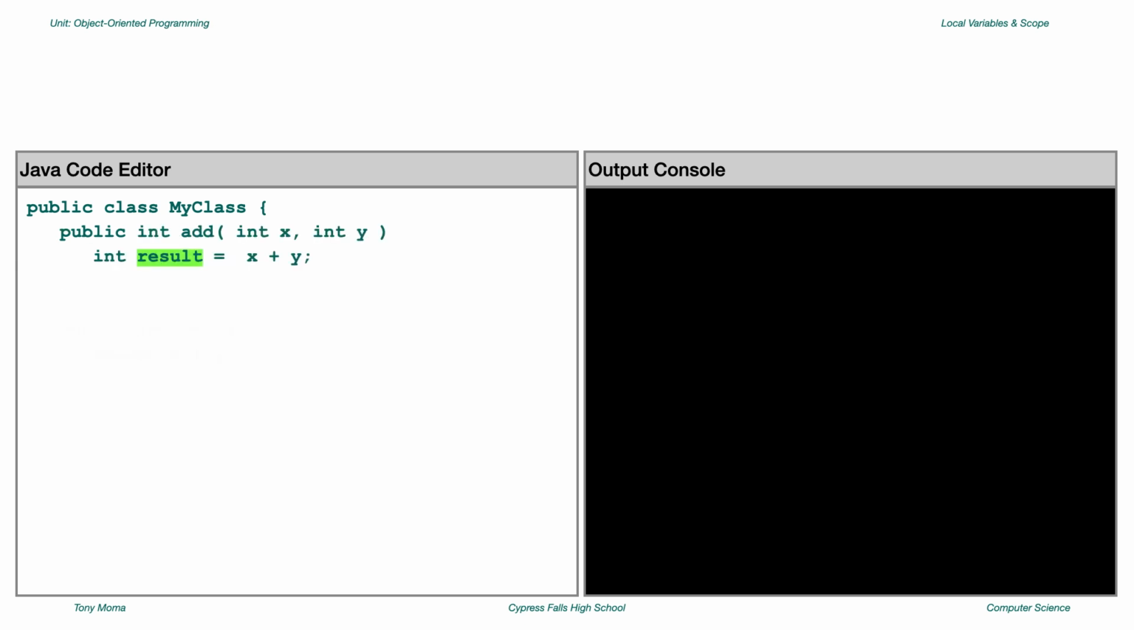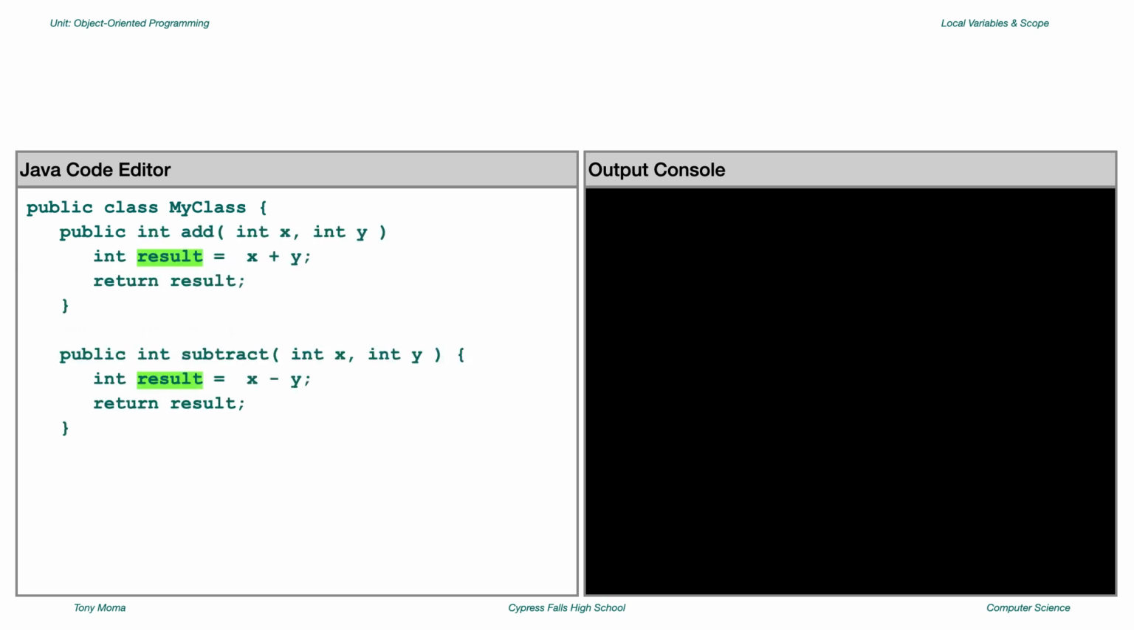Now, suppose I bring back the two original methods, but with one small change. Here inside both methods, I declare a variable named result and return that result. As you can see, both methods have a local variable named result. However, just because they have the same name does not mean they're the same variable. Once again, it is just like having two students with the same first name.